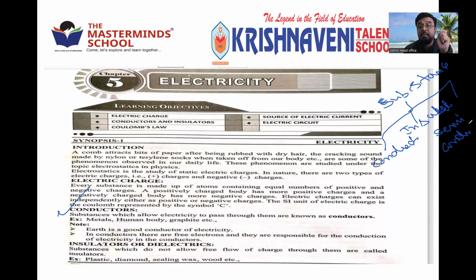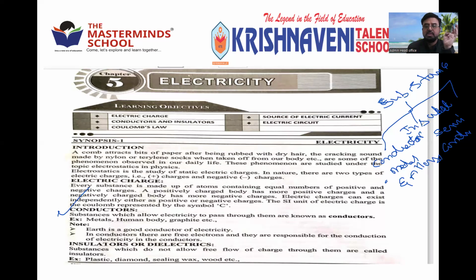Based on their behavior, if you remember, we read in the light chapter about transparent, translucent, and opaque bodies. Similarly, here also, the substances which allow electricity to pass through them are called conductors. All the metals will come as conductors. Metals and their alloys, that's mixtures of metals, allow electricity to pass through them completely.